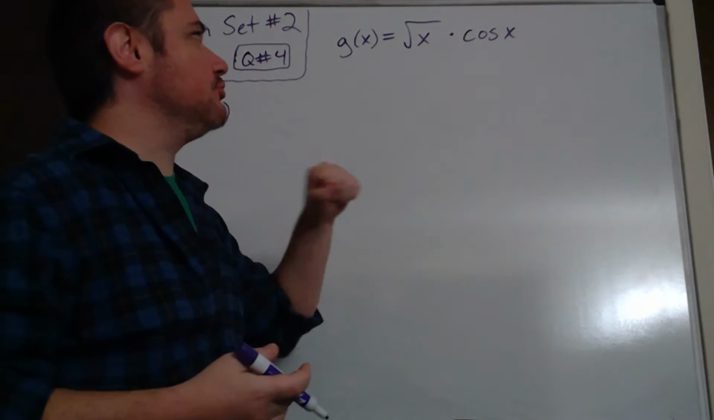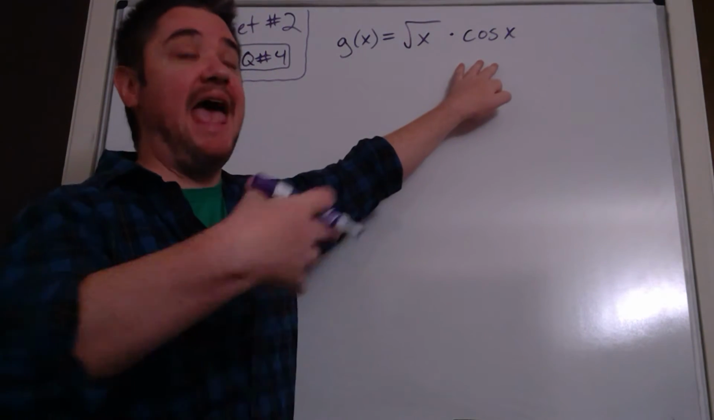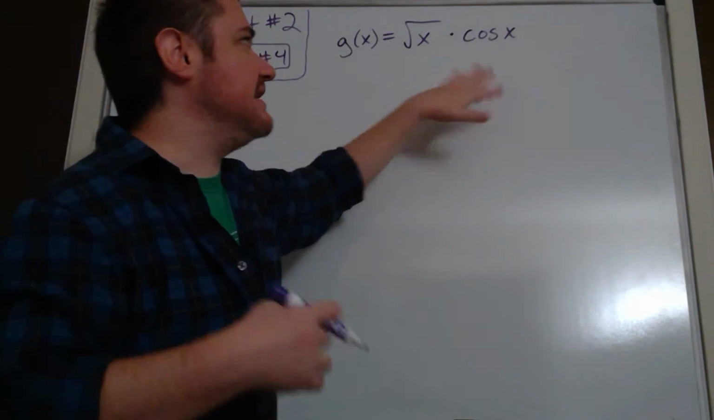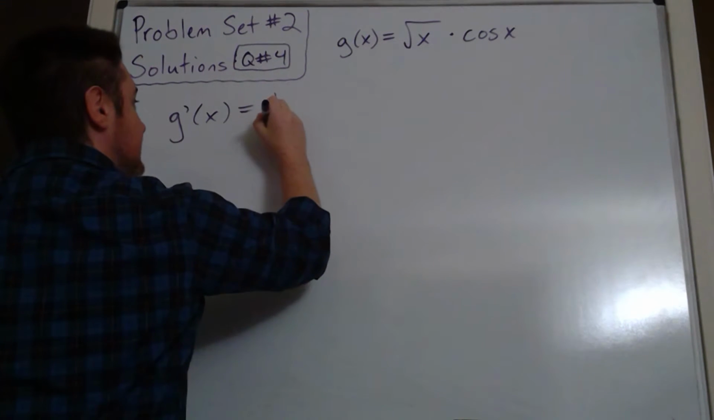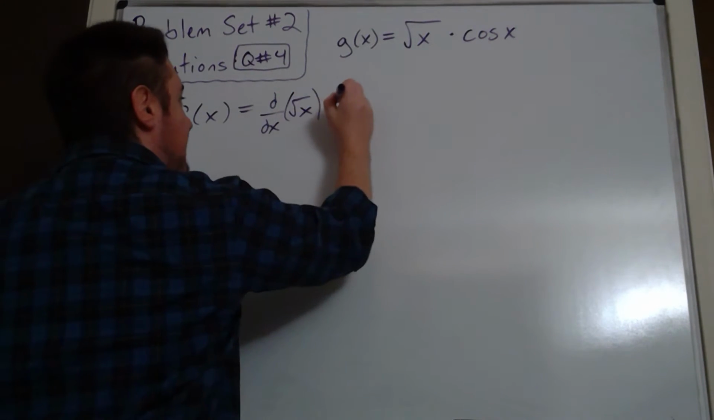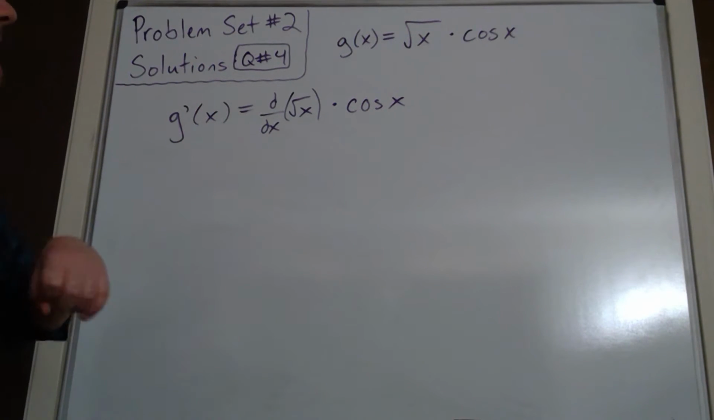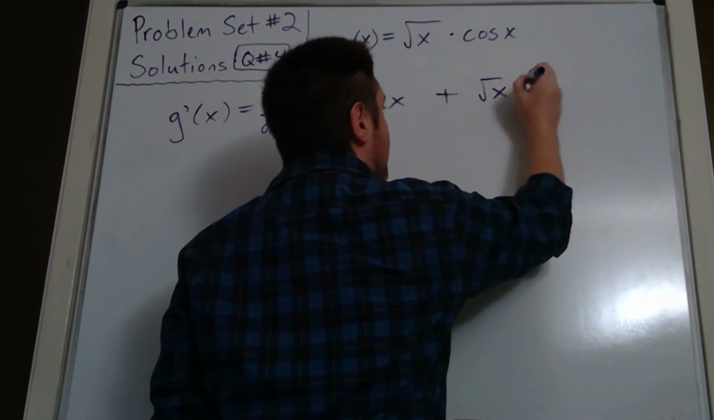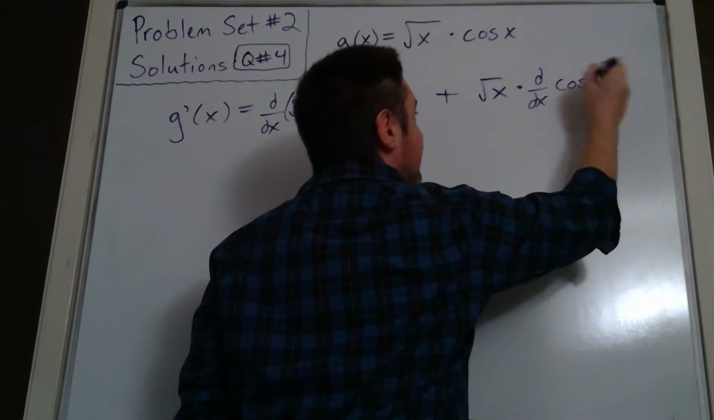And I know when I'm taking the product rule, I've got to take the derivative of one of the functions and multiply that by the other original function, and then add that product to the reverse of that, right? So I can choose which one I want to take the derivative of first. So let me take the derivative of this guy. I'm going to say d dx of square root of x. That's the derivative of the first function, times the original second function, cosine of x. And then I'm going to add that to the original first function, square root of x, multiplied by the derivative of my second function, d dx of cosine of x.